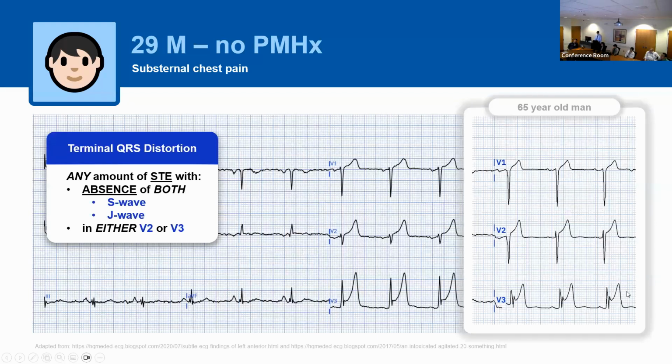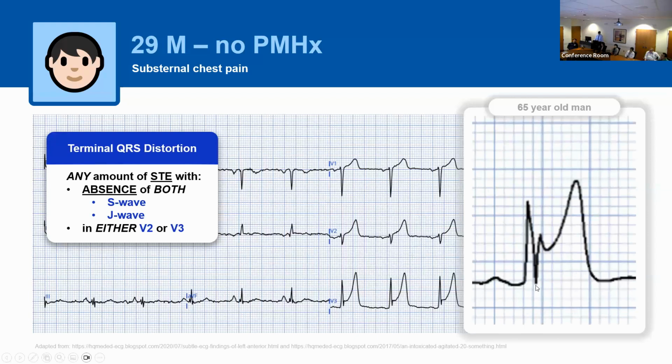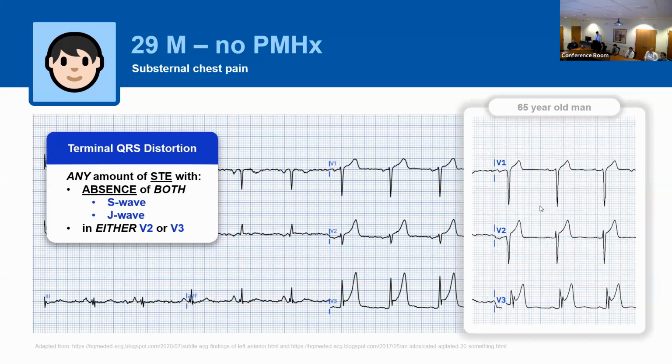And at first glance, his precordial ECG looks very similar. And if we zoom in, once again, we see that there's no S wave dipping below the baseline. But here, he reassuringly has a little bit of an extra jiggle afterwards that we can call a J wave. And this finding makes it less concerning that you're dealing with acute OMI.